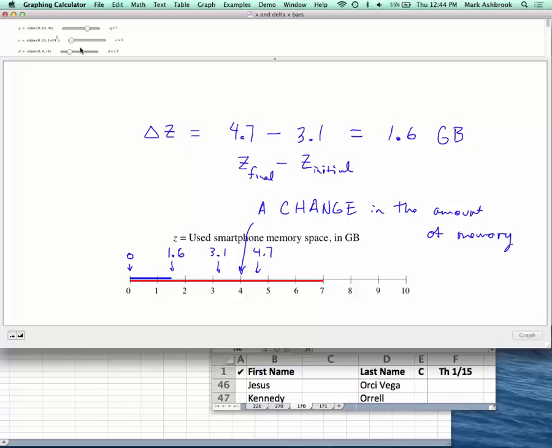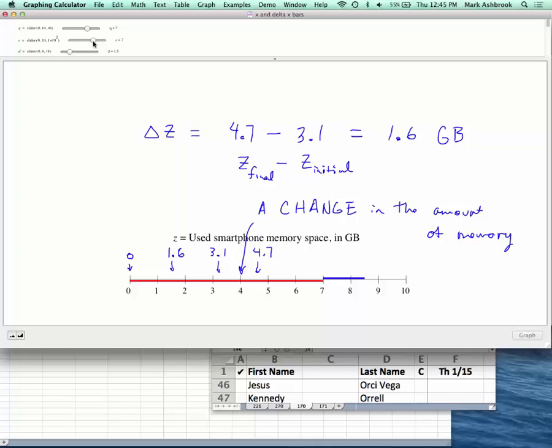So I can slide it. There's a change of 1.6. There's a change of 1.6. And I could put it right here at the end. So, right there. Still a change of 1.6. Pretend. It kind of looks like 1.5, but we're calling it 1.6.